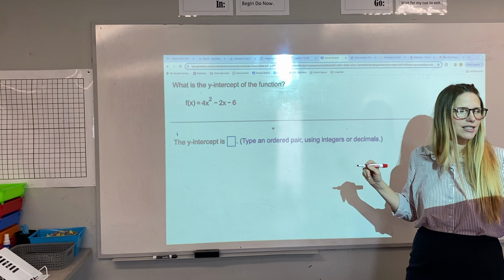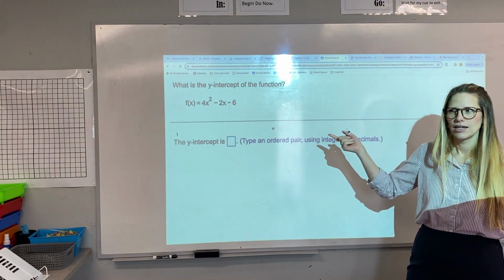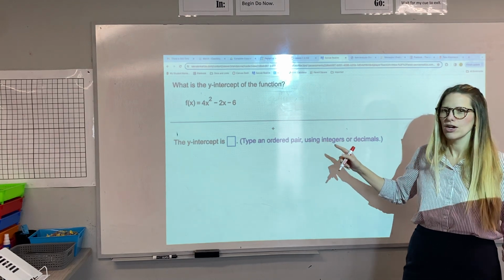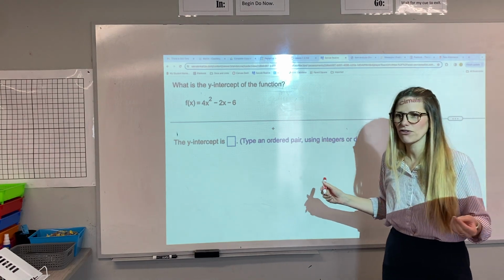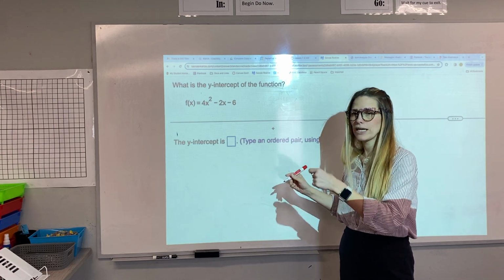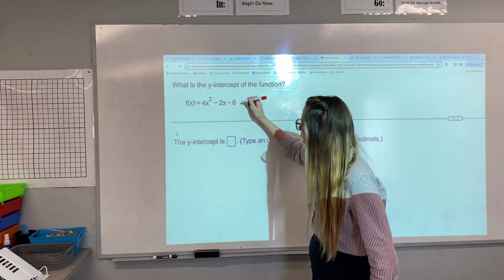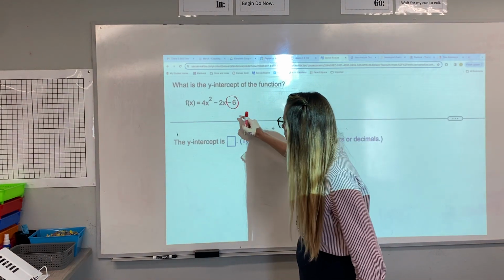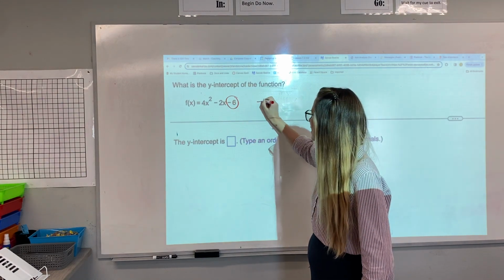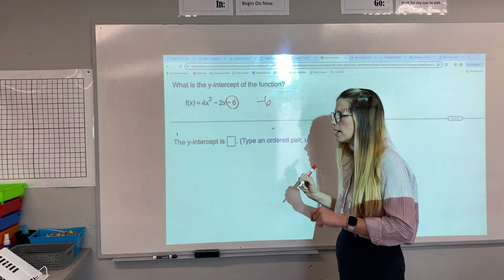Oh, good. I just realized it seems like the easiest question in the world, but then it tells you to write it as an ordered pair. That is still easy, but sometimes we forget that a y-intercept is a point on the y-axis, so technically it is an ordered pair. How do you get your y-intercept? It's just your c value with its sign. So the y-intercept is -6, but we have to write it as an ordered pair.